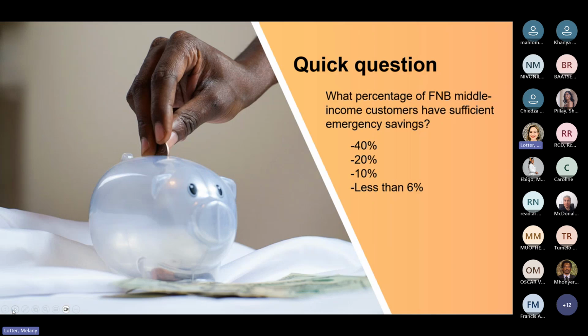Okay, so another quick question. Back in the chat, what percentage of the F&B middle class income customers have sufficient emergency savings? Okay, so what percentage of the individuals? 40%, 20%, 10%, less than 6%. How many people do you think have sufficient emergency savings? Maybe you can also ask yourself, do you have sufficient emergency savings?